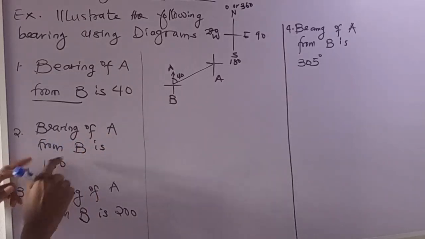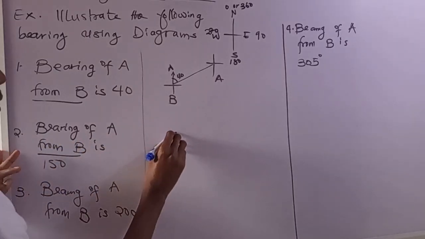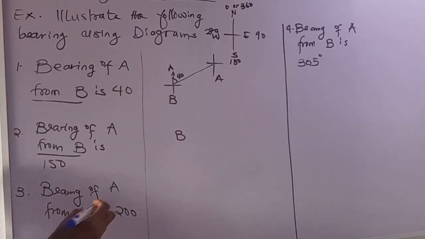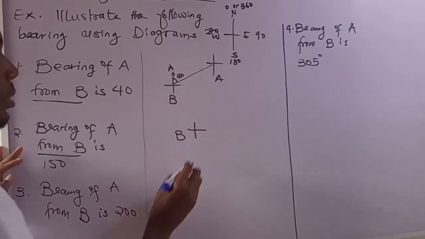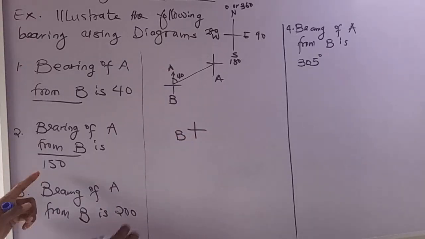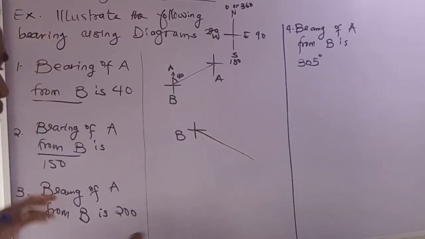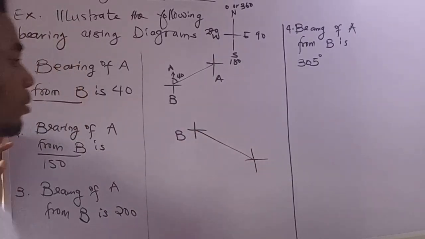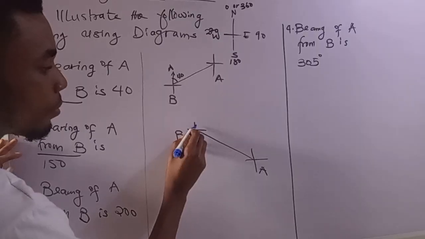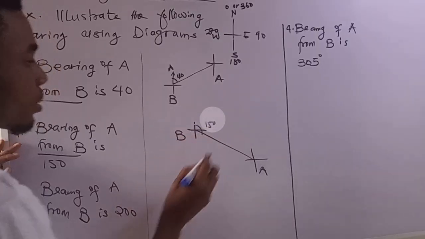Now the bearing of A from B, still from B, we have point B here, is 150 degrees. So let's consider this as B now. 150 is found on this quadrant, so we go this way down to point A. So this is point A. And our measure from the north is 150 degrees.